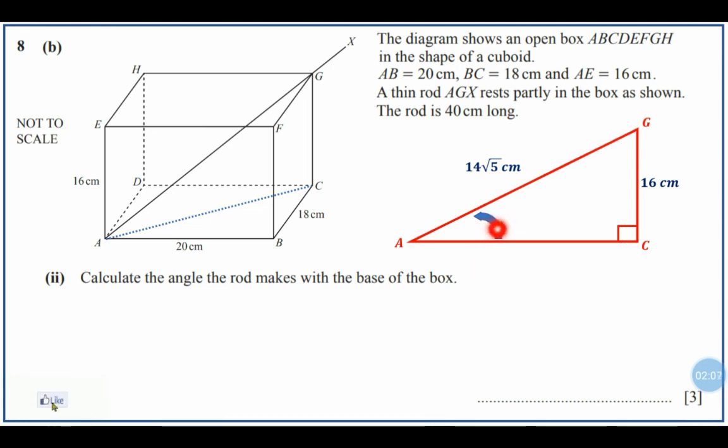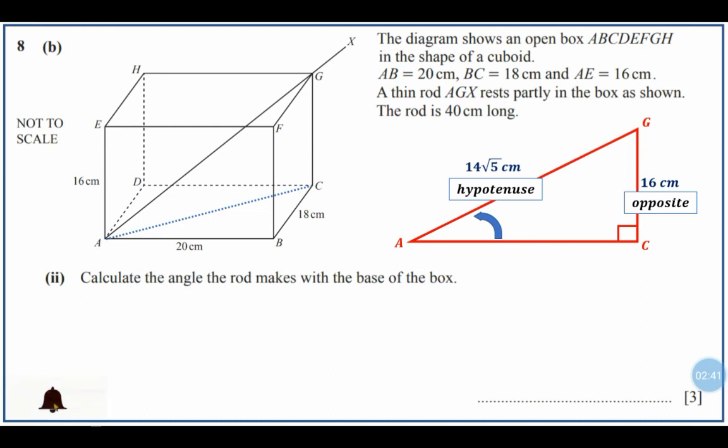If this is the angle you are looking for, this will be opposite. If this is the angle you're looking for, this part will be adjacent. And the side opposite to the right angle is your hypotenuse. So this is opposite and this is hypotenuse. Next, if you have opposite and hypotenuse, which will you use? SOHCAHTOA. Sine is opposite over hypotenuse.